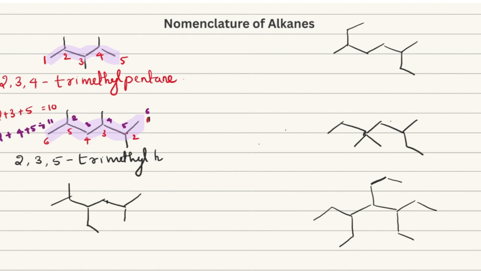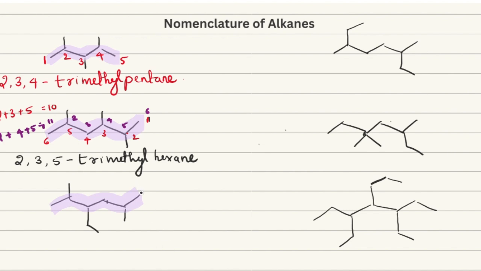There are 6 carbons in the longest chain, hexane. Now, let's take the next example. In the longest chain, you see there are 6 carbons this way, 1, 2, 3, 4, 5, 6. If we start from here, 1, 2, 3, 4, 5, 6, then which one to choose? Always choose the longest chain with more number of substituents.